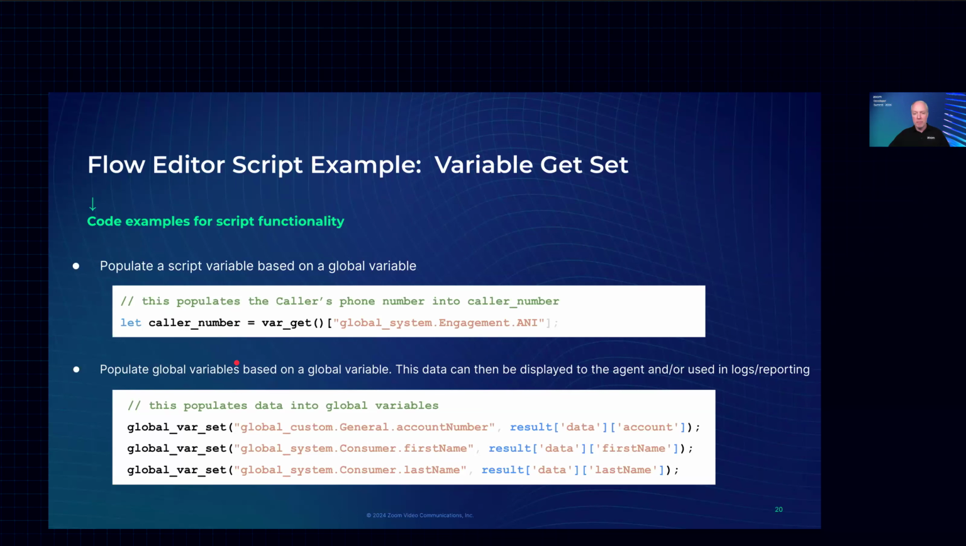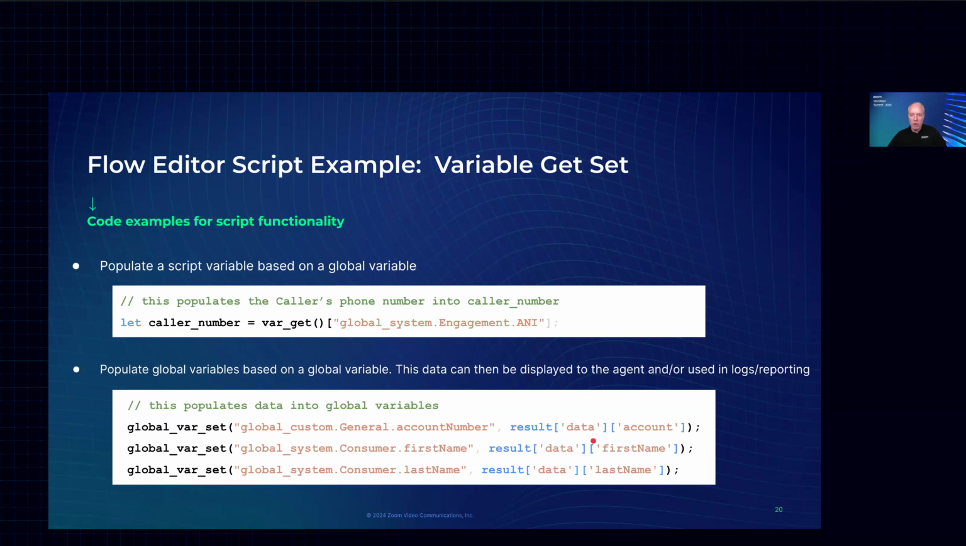To do that, we'll use the built-in function global_var_set. And the first parameter of that function is going to be the name of a global variable. You can see in this example, we're setting 3 variables. The first is a custom variable, which means you can create any number of variables that you're interested in. And the second 2 are system variables that come out of the box. The second parameter of that function is the value that you want to set into the variable.